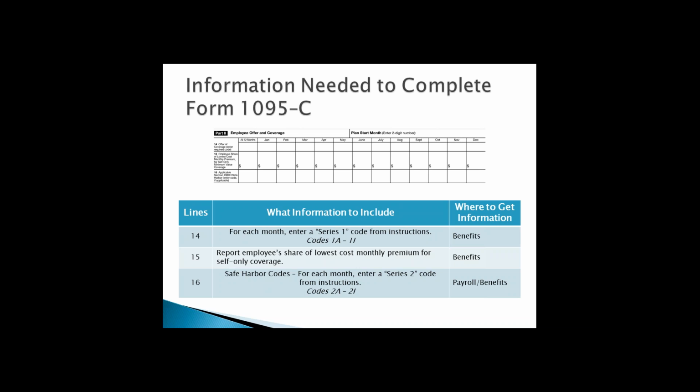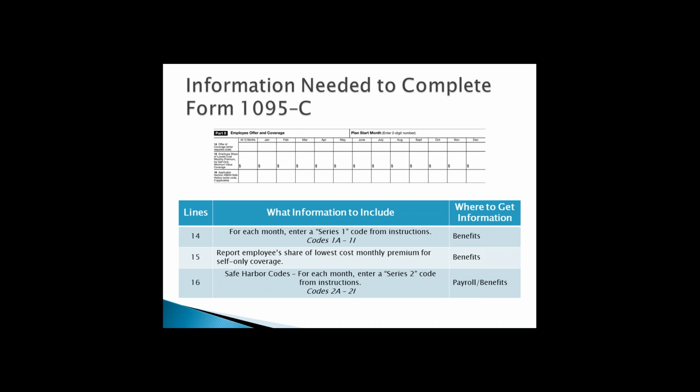The next code is code 1C, which is minimum essential coverage offered to employee and to dependents. So it's not the spouse, it's dependents. Code 1D is minimum essential coverage offered to employee and the spouse only. Code 1E is minimum essential coverage offered to employee, dependents, and the spouse.